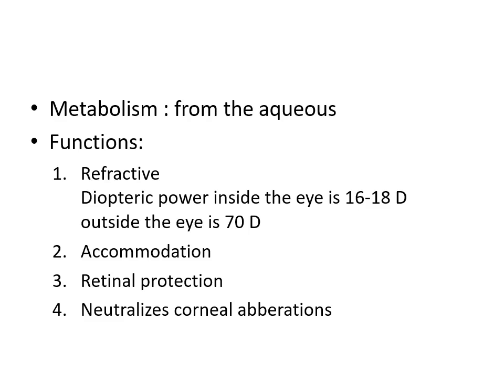As the lens is avascular, the nutrients of the lens come from the nutrients dissolved in the aqueous humor. The lens is one of the refractive media of the eye, although the cornea is the main refractive media of the eye. The dioptric power of the lens inside the eye is 16 to 18 diopters, while outside the eye it's 70 diopters, as it tends to recoil to increase the curvature, and due to the difference of refractive index of the air in comparison to the aqueous and the vitreous. It is responsible for accommodation.